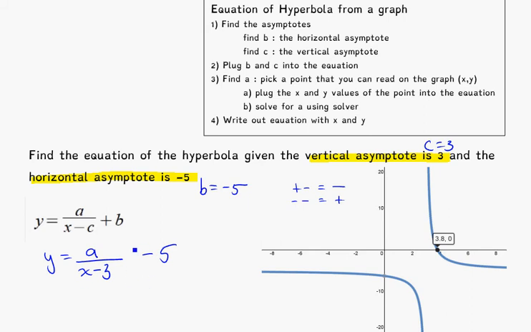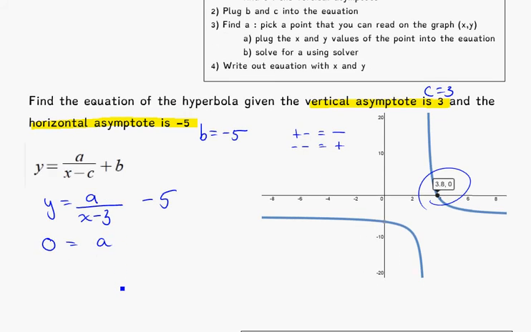Okay, so we've got our equation, almost. We need to find our point. Same process every time. We've got c and b. Now we're going to use a point and plug it in. My point here is (3.8, 0). So here, y is equal to 0. A we don't know. X is equal to 3.8 minus 3. Put it into brackets. And minus 5.